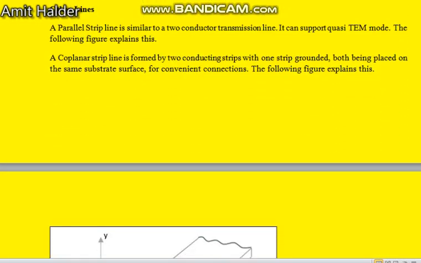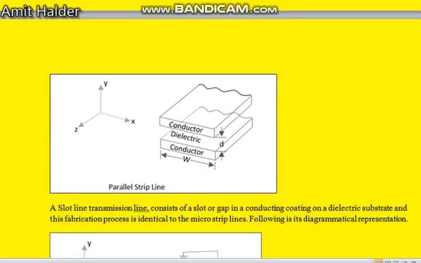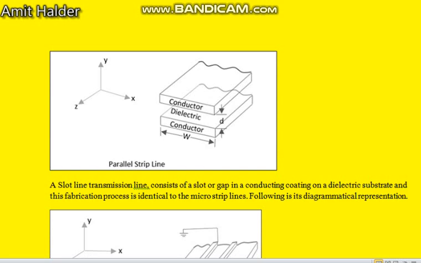There are some other lines too. There is a parallel strip line, and there is a coplanar strip line. A parallel strip line is going to support the TEM mode, and the coplanar strip line is formed by two conductors. They are the same material, same ideology, same kind of method. In the parallel strip line, the middle part between the two conductors is a dielectric, but in the strip lines there is a simple conductor that has been covered by the dielectric, whereas here the dielectric has been covered by the conductors. That is the parallel strip line.